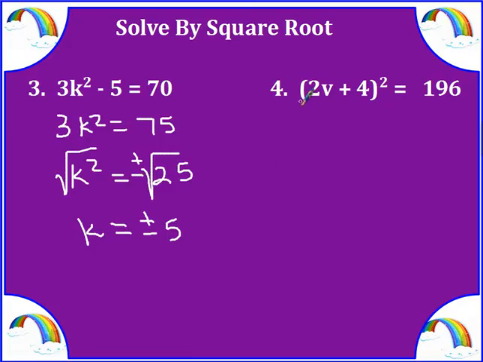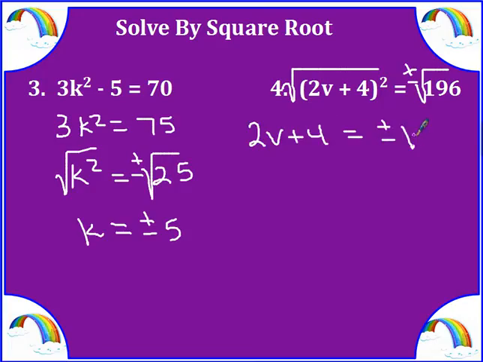Okay, here's something different. Notice that the 2x plus 4 is being squared. I can't add or divide. So to get rid of the square, I take the square root of this entire expression. So I'm going to take the square root of the other side as well. So now I have 2v plus 4 equals positive and negative 14.